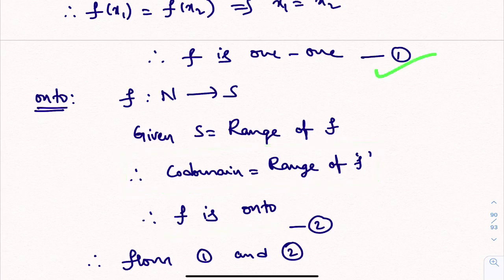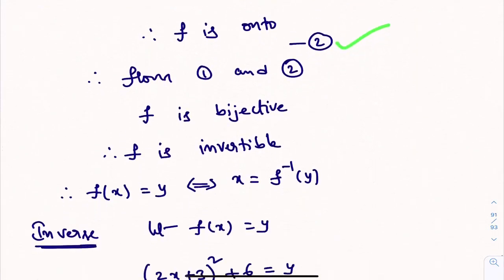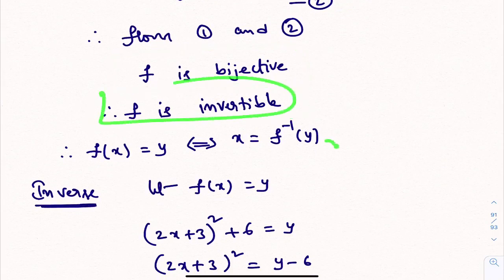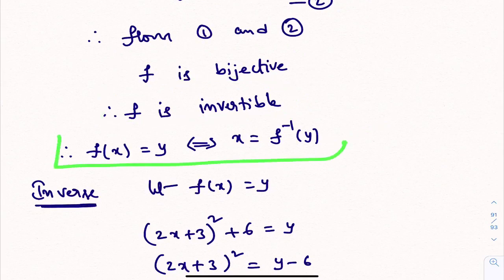I came to know that this function is one-one and onto function. From 1 and 2, what can I say? I can say that this function is bijective. We know that when the function is bijective, it is invertible. Right? When the function is invertible, then you can write this point: f of x equal to y if and only if x equal to f inverse of y.